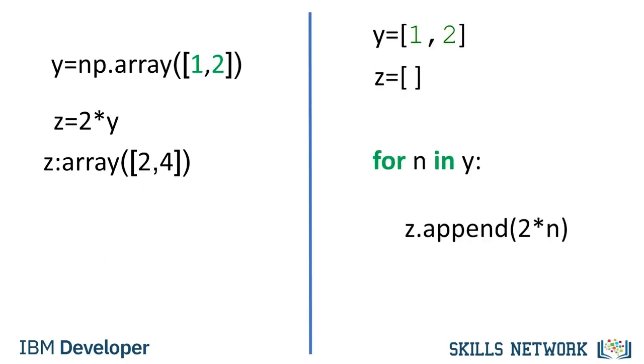It would require multiple lines to perform the same task with Python lists, as shown on the right side of the screen. In addition, the operation would also be much slower.